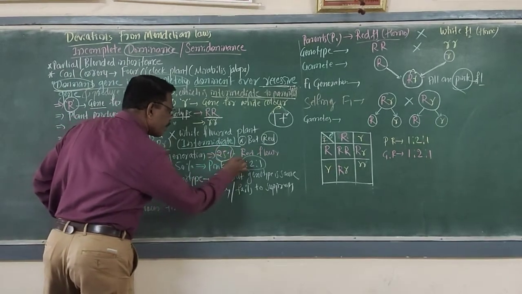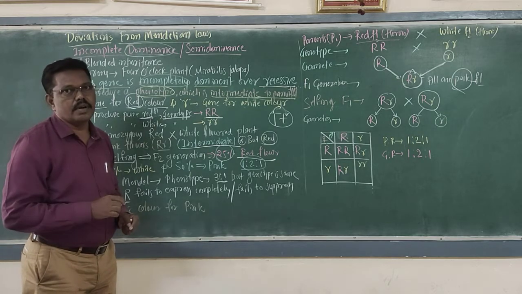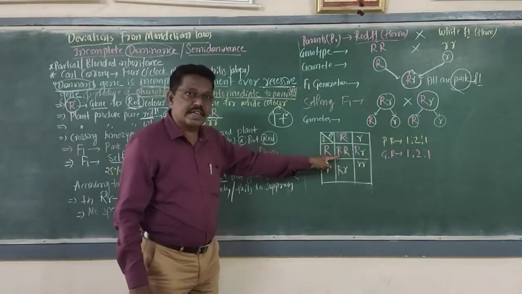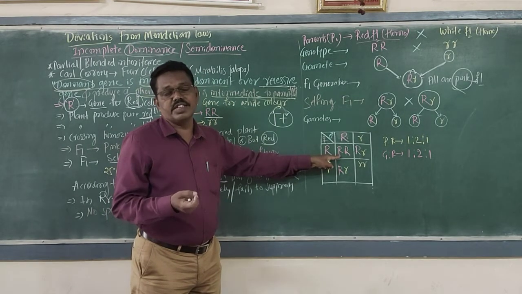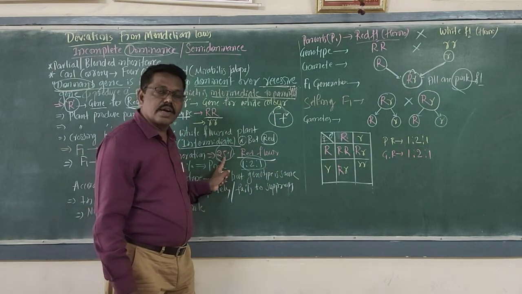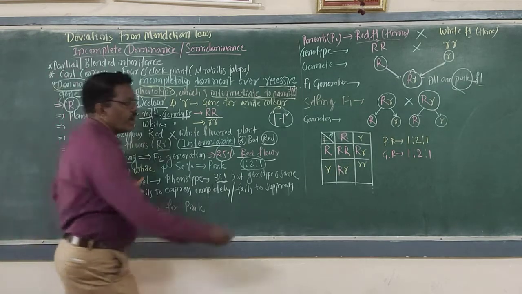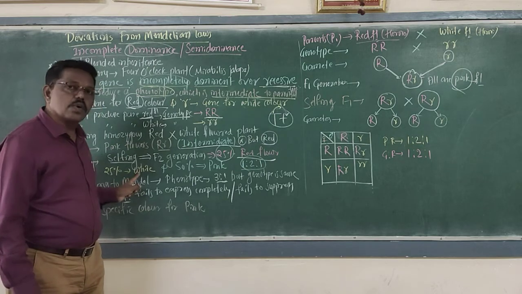Within the four, 25% of the plants will produce what? Red colored flower. Here you will see the capital R, both the genes. That is a homozygous condition. Both the genes are dominant. Hence it will produce red colored flower. Okay. And another 25% will produce white colored flower.